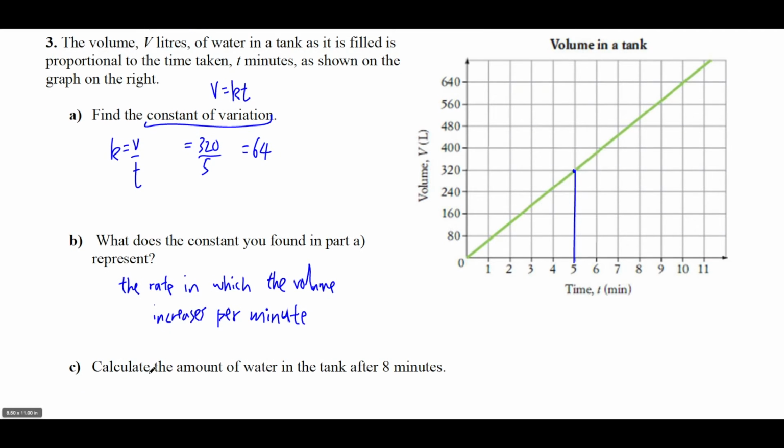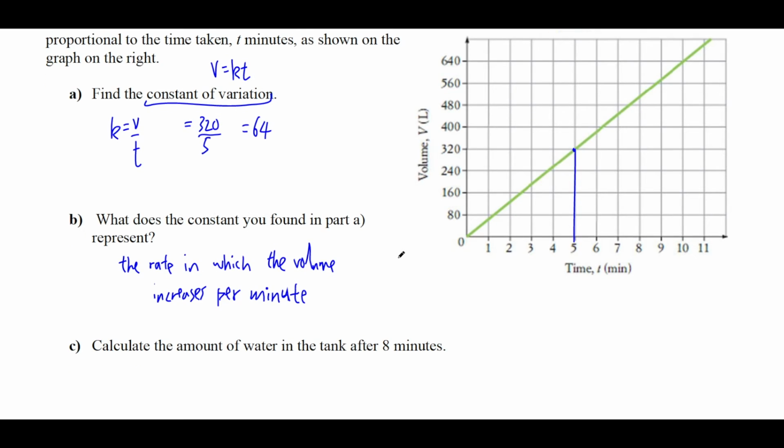Okay. Calculate the amount of water in the tank after 8 minutes. Okay, so for this one, you can either try to read it off, but I wouldn't recommend that because you're not actually sure how much it goes up. It's somewhere between 480 and 560, so that's something we know, but we don't know exactly. So what we can do is just substitute into the formula.